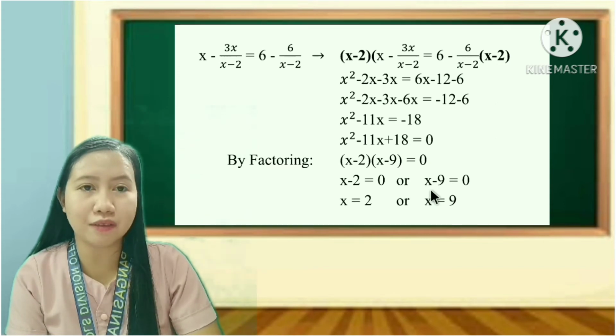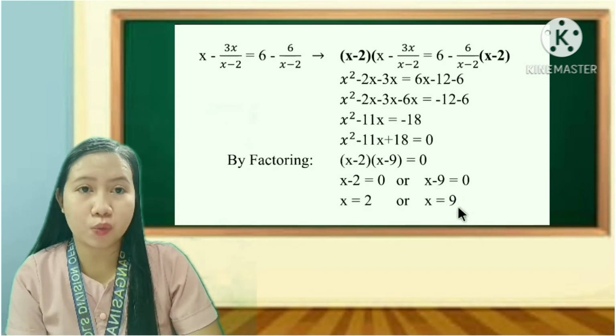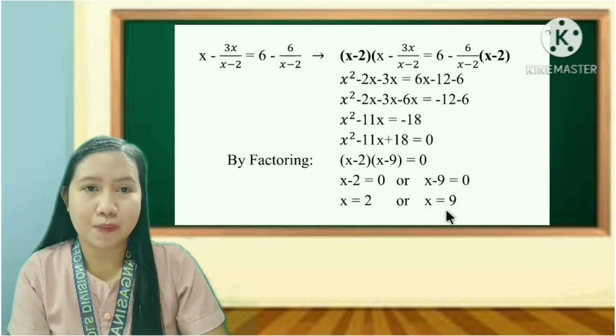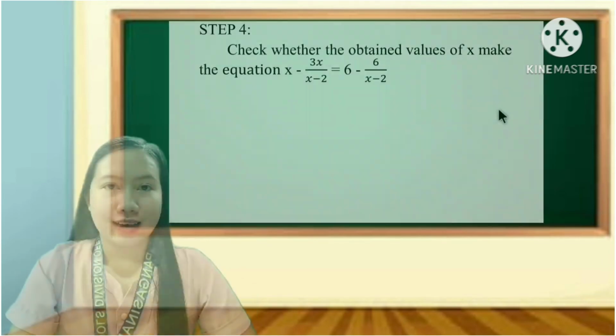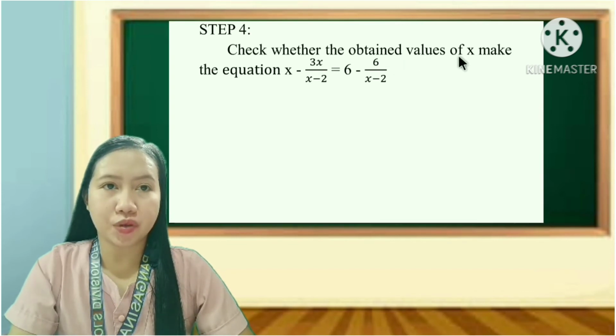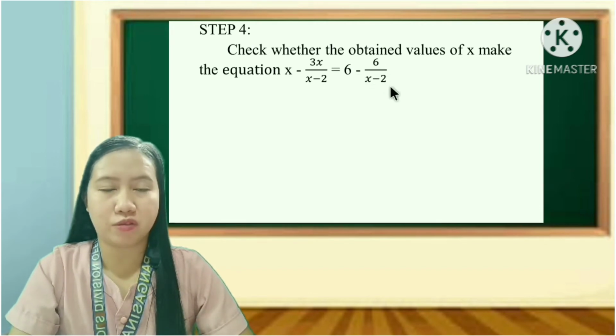And the other one, we have x minus 9 is equal to 0. Transpose negative 9 to the other side, it will become positive. So we have x is equal to positive 9. So step number 4, check whether the obtained values of x make the equation x minus 3x over x minus 2 is equal to 6 minus 6 over x minus 2.